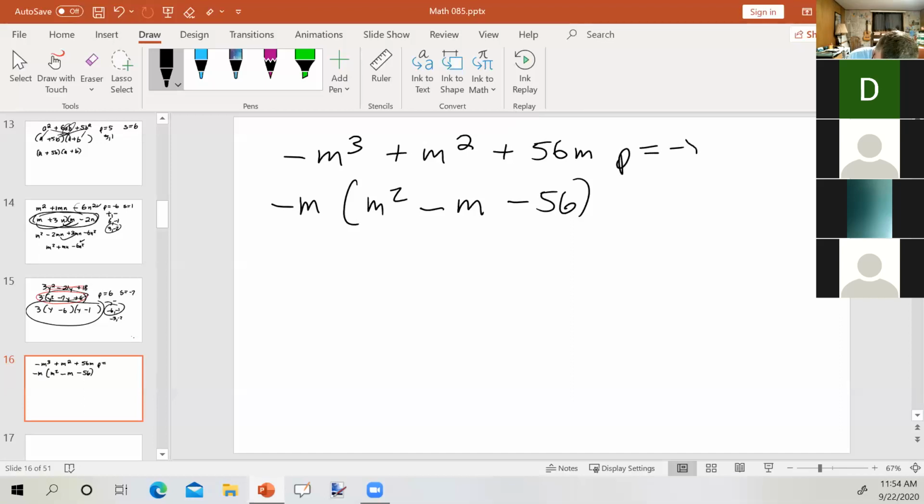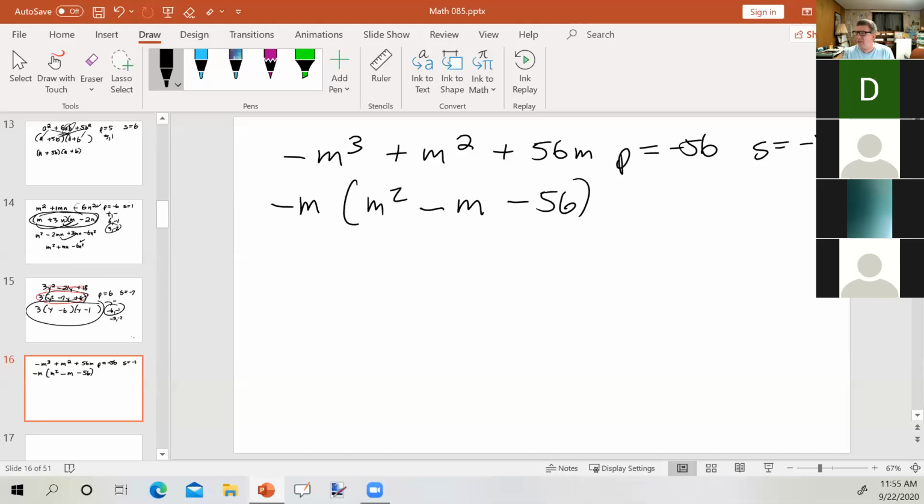Product is going to be -56. Sum is going to be -1. So I've got to have a positive and a negative, but the negative's got to be slightly larger. Think about, if we were sitting in a normal classroom, this is what I'd say. I'd say, why is it the person next to you is getting this really quickly and you're not? They know their multiplication tables.